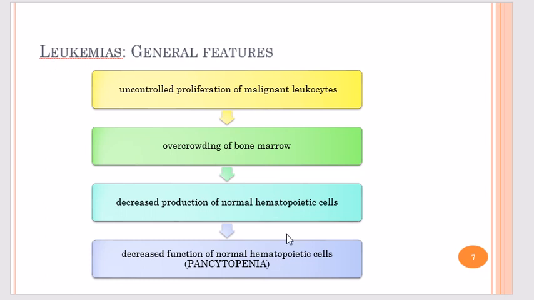What we end up with is a decreased function of normal hematopoietic cells, which is called pancytopenia. Pancytopenia is a deficiency of all three cellular components of the blood, including red blood cells, white blood cells, and platelets. So people that have leukemia can end up with conditions that you should be familiar with, such as anemia, thrombocytopenia, a reduction in red blood cells, a reduction in platelets, and of course leukopenia, a reduction in the production of normal, healthy red blood cells, white blood cells, and platelets in terms of their number.